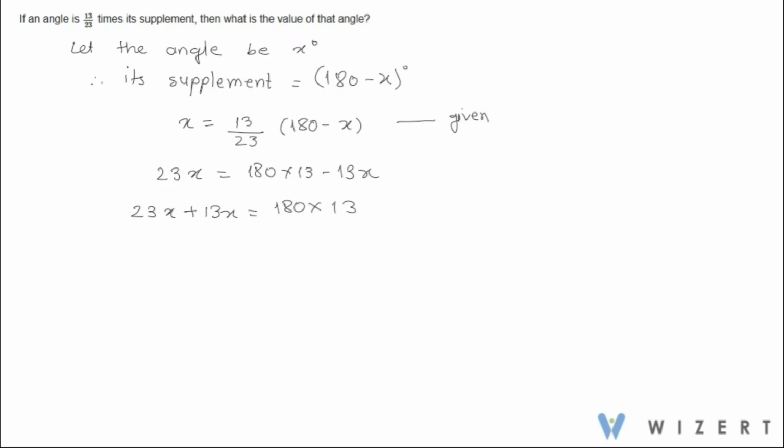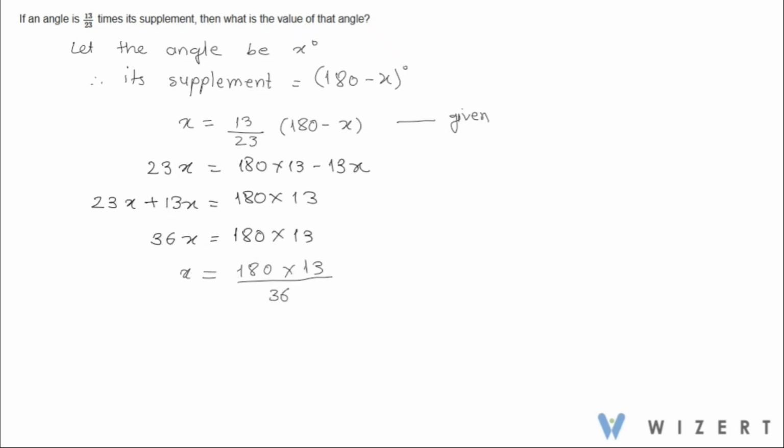So what we have here is 36x equal to 180 into 13. So x equal to 180 into 13 divided by 36, which is equal to, this cancels out to 5. So what we have here is 13 multiplied by 5. So we have x equal to 65 degrees. This is the answer.